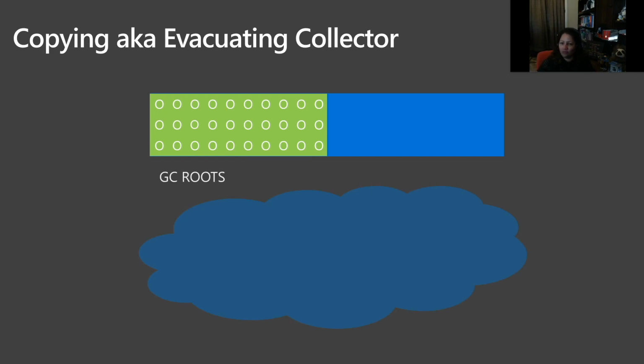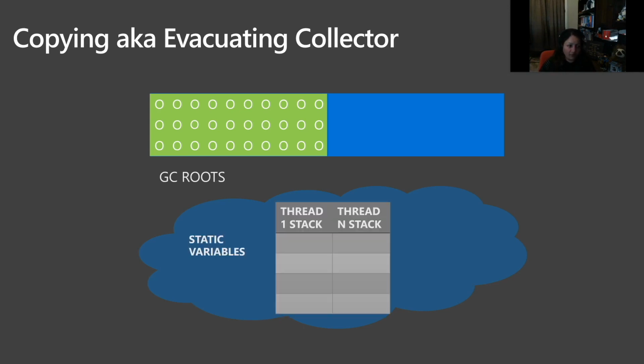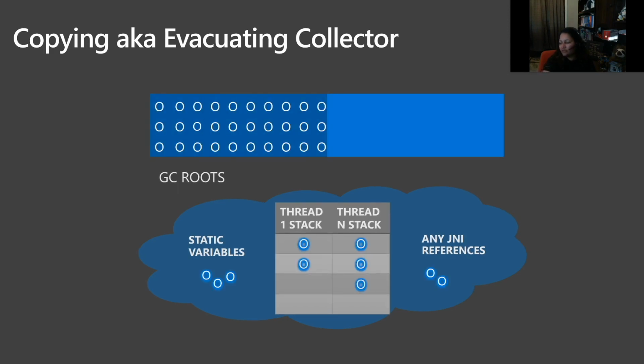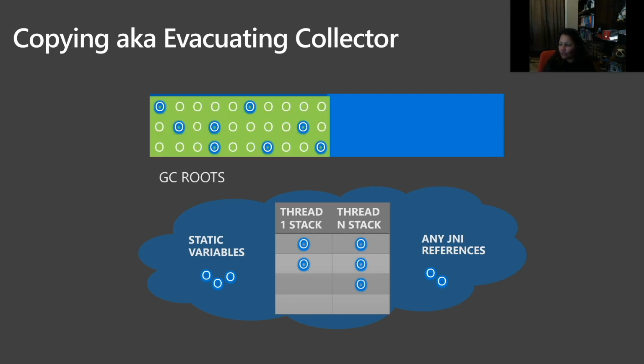And that means that we have to start from the root set. So what is a GC root? A GC root is basically your static variables, your thread stacks, and depending on how many threads you have, all the stacks of the threads and any JNI references and so on. So here I'm showing that we have these blue highlighted objects as your GC roots. And from the roots, we go and trace the live object graph in the heap. So what the highlights show you here are basically live objects.